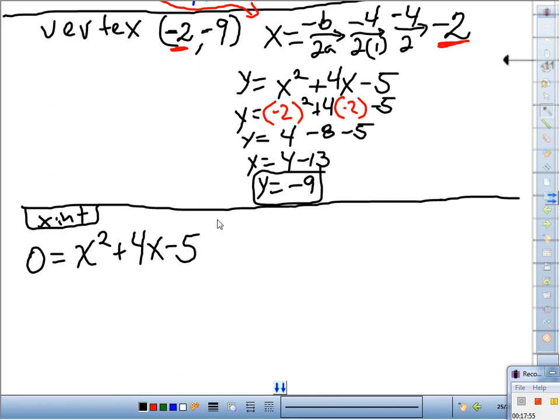So at this point, there it is. What goes on top? Negative 5. What goes underneath? 4. What factors of negative 5 add up to 4? Negative 1 and 5. Very good.